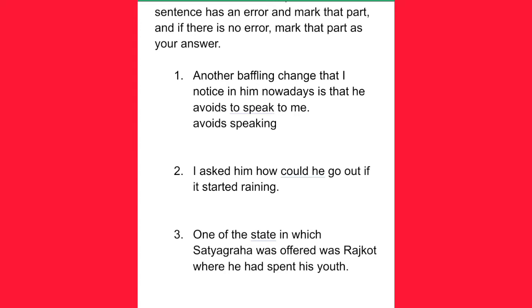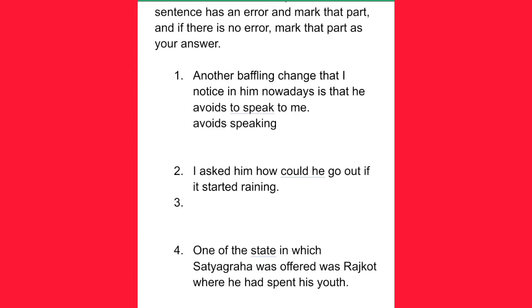We need to use the ing form of the verb after verbs like avoid. So there are many verbs like these. I'm not going to tell you in detail about them, but am just giving the example of avoid. If there is a word like avoid and there is a verb after it, it must come in the ing form. So this would be the correct answer: another baffling change that I notice in him nowadays is that he avoids speaking to me. All right, fine. The next sentence: I asked him how could he go out if it started raining.